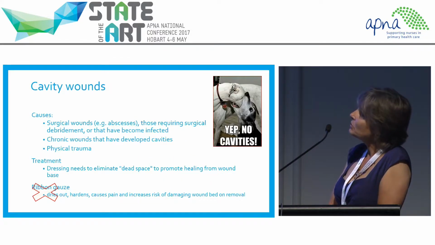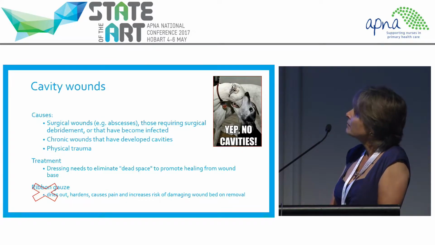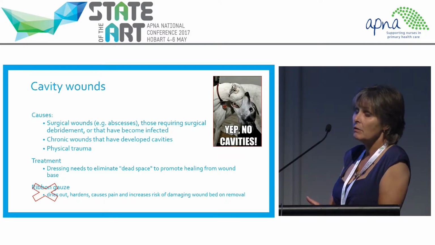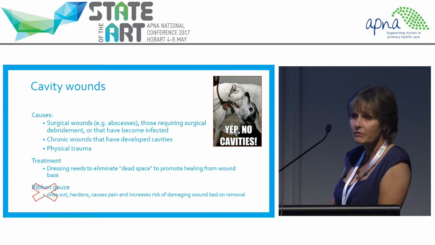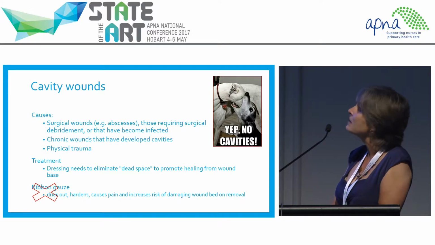So cavity wounds, we're going to fill them. How do people get cavities in the first place? It could be the result of surgery, could be abscesses, a big abdominal surgical wound that's maybe dehisced and gone back for surgery, and they want it now to heal by secondary intention. So you've got a big cavity to fill.